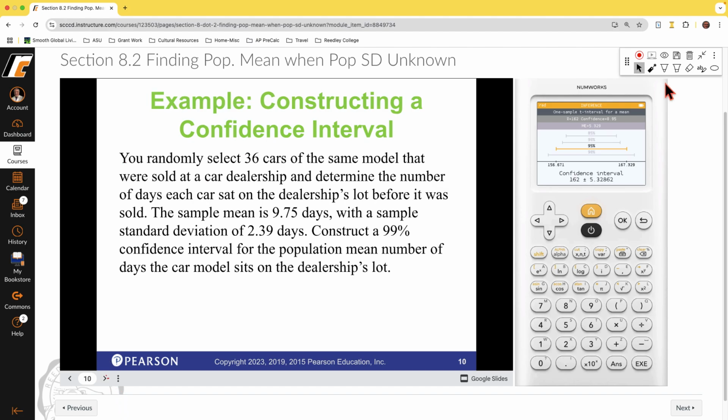Here's another example. So we randomly select 36 cars, so that's a sample size. Same models that were sold at a car dealership, and determine the number of days each car sat on the dealership lot before it was sold. Sample mean is 9.75 days. Again, that's a sample mean with a sample standard deviation of 2.39 days. Construct a 99% confidence interval for the population mean.